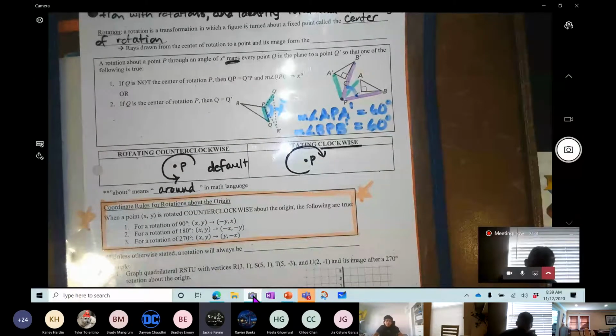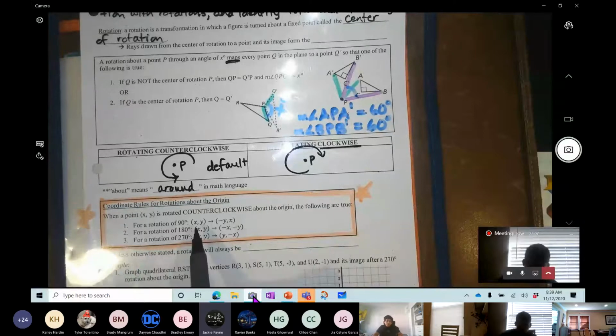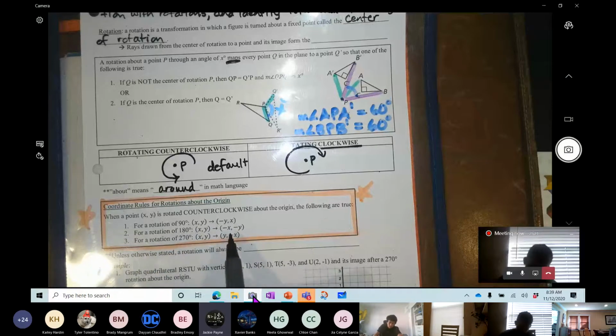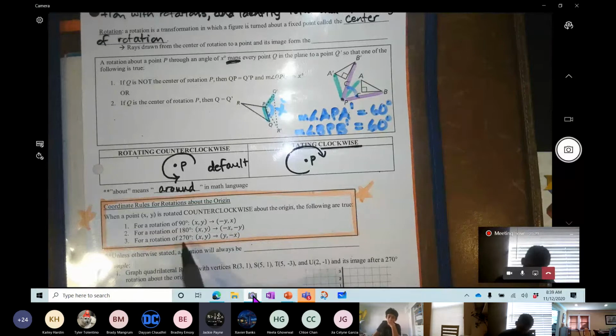Here are your 3 rules. Whatever your point is, x, y, if you go 90 degrees, the coordinates switch, and then the one in the x turns negative, or becomes the opposite sign. If you go 180 degrees, they both become opposite signs, like going from the first quadrant to the third quadrant. And then if you go 270, you go from first to third.